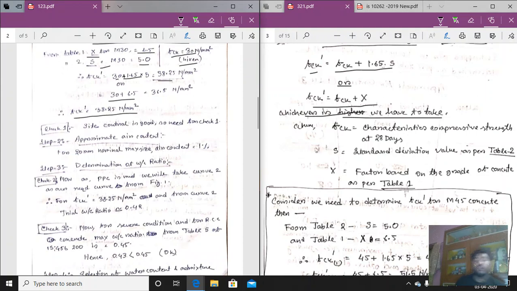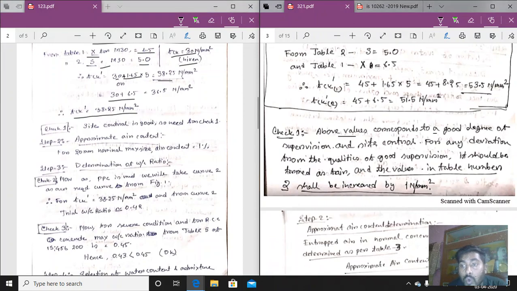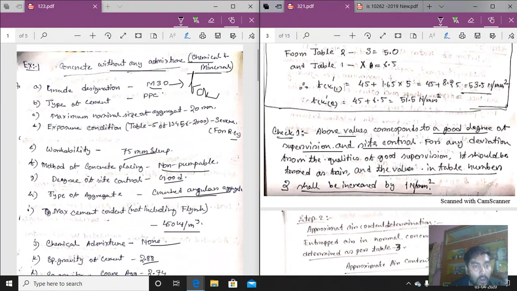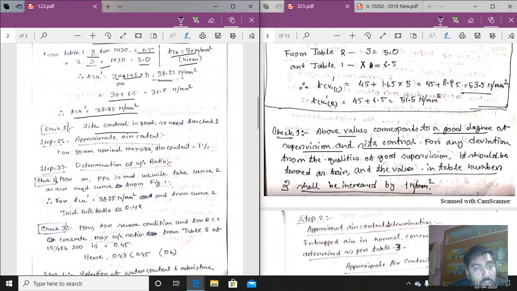Now coming to check 1. There are some checks. The first check is whether the above values correspond to a good degree of site supervision and site control. So what is the site control degree of our mix? Good. So no change is required. Site control is good, so there is no need for check number 1.